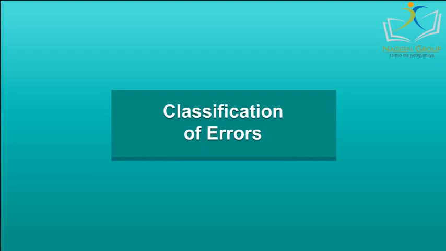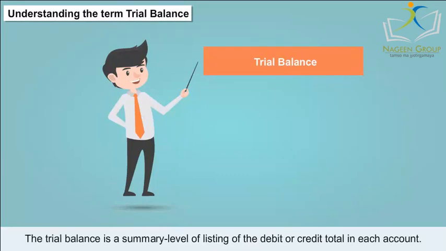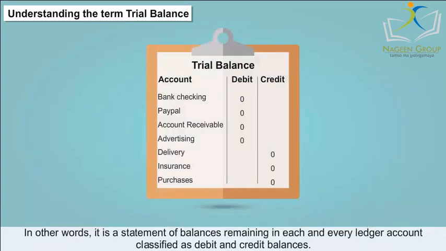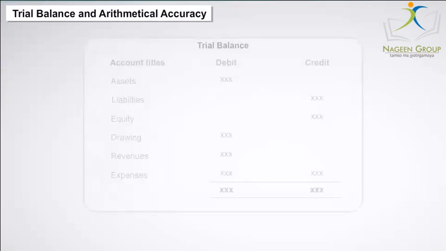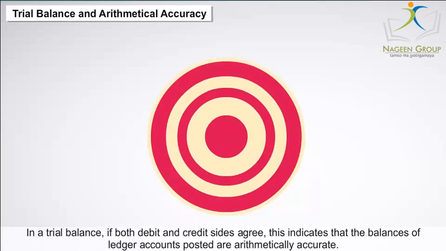Classification of errors. Understanding the term trial balance. The trial balance is a summary level listing of the debit or credit total in each account. In other words, it is a statement of balances remaining in each and every ledger account classified as debit and credit balances. Trial balance and arithmetical accuracy. As per the double entry system of bookkeeping, the total of debit side should be equivalent to the total of credit side. In a trial balance, if both debit and credit sides agree, this indicates that the balances of ledger accounts posted are arithmetically accurate.